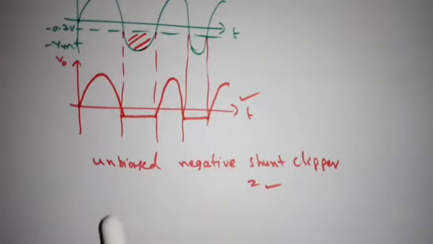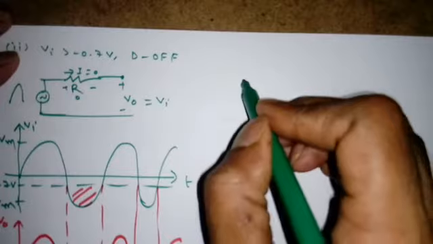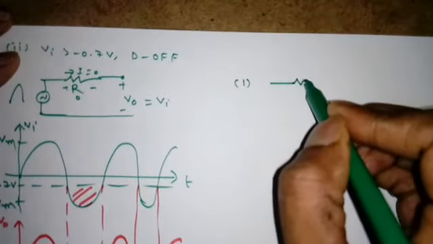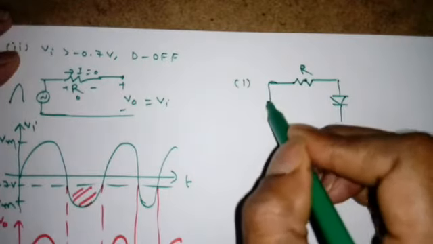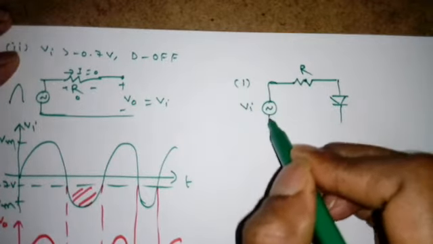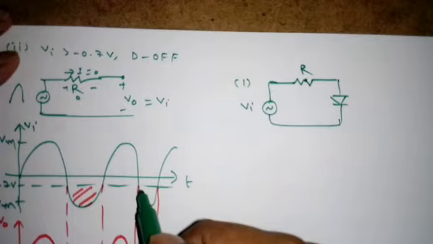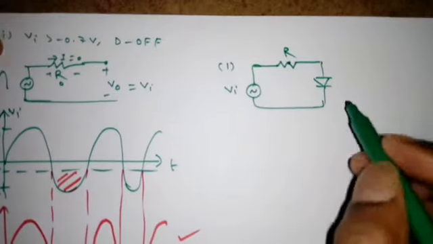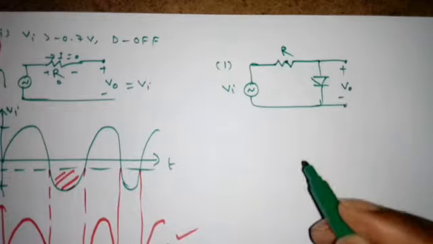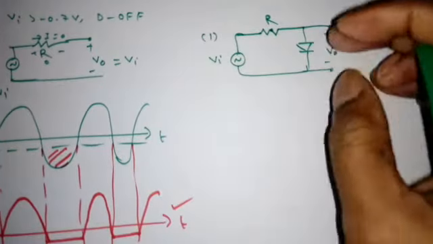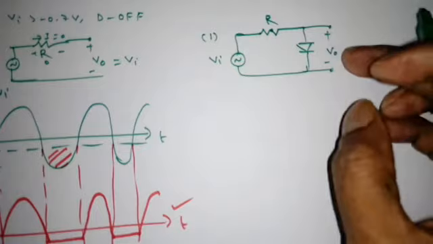So these are the two circuits in unbiased shunt clipping. So the first circuit is like this. This is R, diode D. This is the Vi. So Vi can be square waveform, triangular waveform, sinusoidal waveform. So if I take the output V0 here, so what is this clipping circuit? It is clipping, see when Vi is greater than 0, short circuit, so V0 is equal to 0.